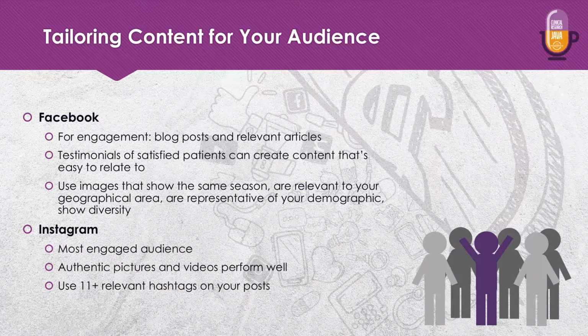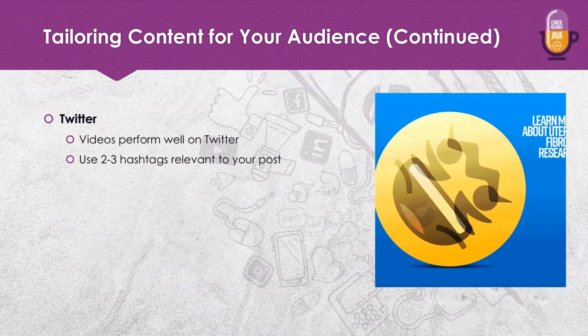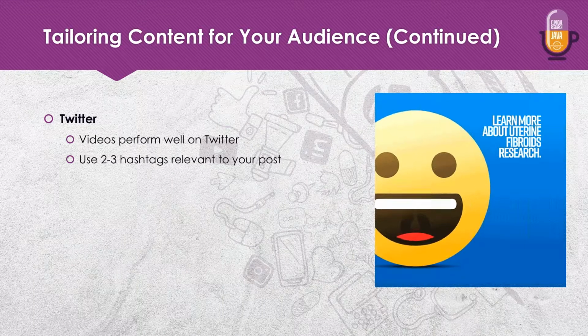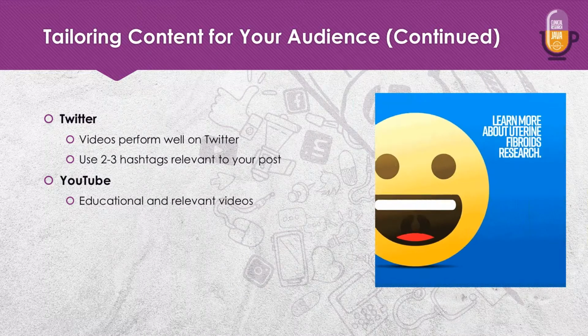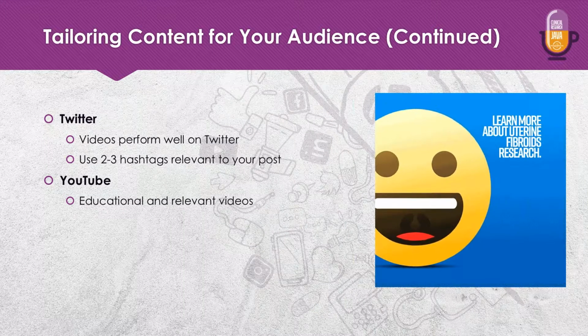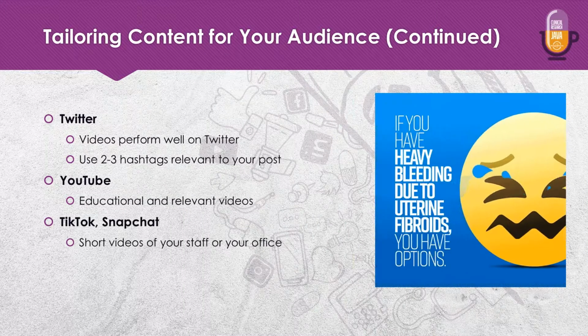For Instagram, this tends to be the most engaged audience. Authentic pictures and videos perform well, and using 11 or more relevant hashtags creates the most exposure for your posts. For Twitter, videos perform very well, and given that you have a 140 character count limit on Twitter, you can usually squeeze in about 2 or 3 hashtags that are relevant to your post. For YouTube, educational and relevant videos are good. For TikTok and Snapchat, you could do short videos of your staff or of your office.